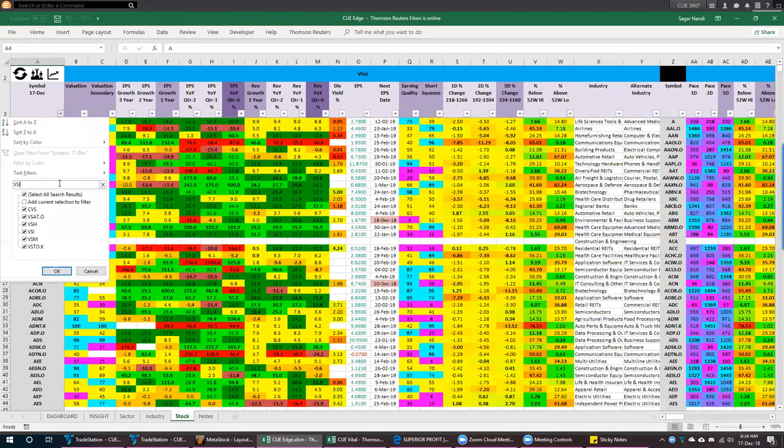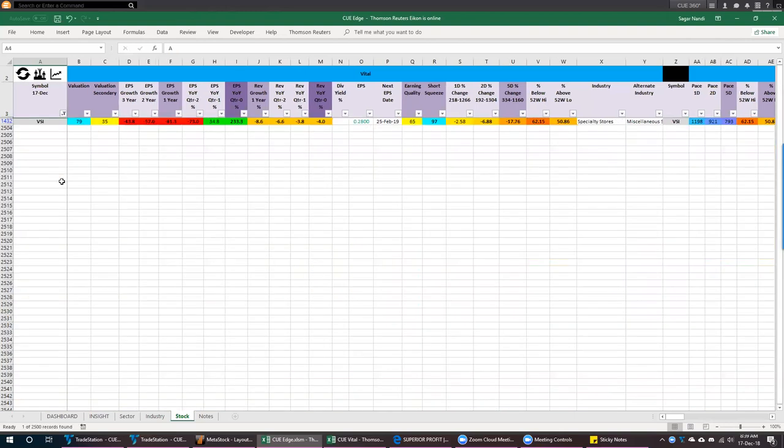Is VSI in QH? Yes, it is there. It is optimally valued. We know that already. It has very nice earnings growth also in the last two quarters. Has a short squeeze potential. So in terms of fundamentals, it has several factors in favor of this stock.